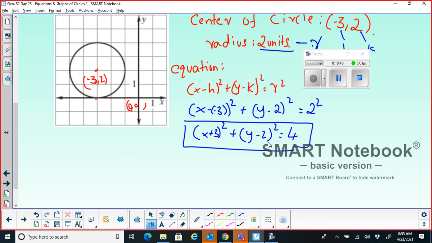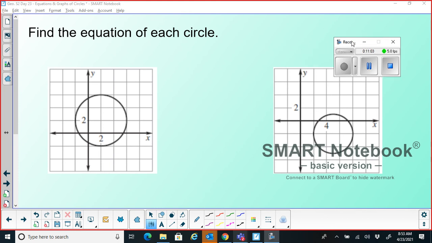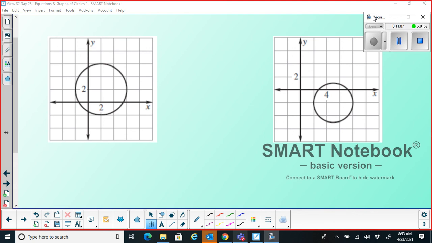I hope these kinds of problems are clear. I'll give you time to work on these kinds of problems. So let's move on to the next slide. I want you all to try these two problems. I'll call them problem 1 and 2. I want you all to find the equation of the circle for these two problems.